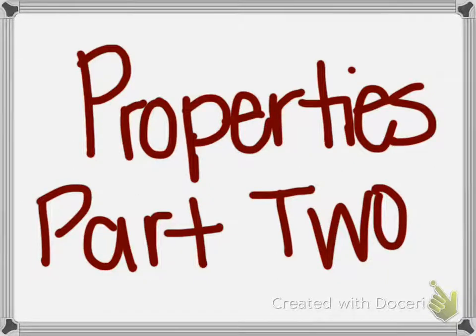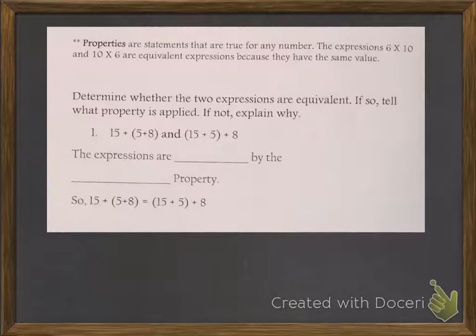Now we've learned the 4 properties, we're going to actually practice them. So we will continue on in our notes. Side fact: properties are statements that are true for any number. Therefore, the expressions 6 times 10 and 10 times 6 are equal expressions because they have the same value. So let's practice that a bit.